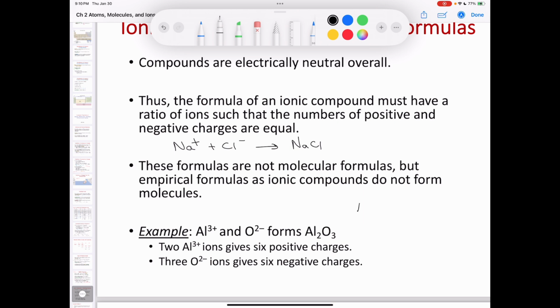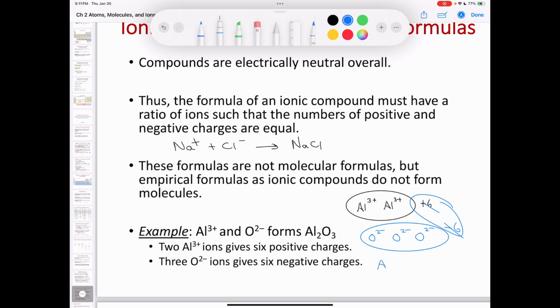Okay, so let's think about that. We'd have Al 3+ and an Al 3+. Overall, this is going to make plus 6. If we had 3 oxygens, so O2-, O2-, O2-, 3 of them, that's going to make negative 6, right? And these are going to cancel each other out. And so the formula is going to be what? What we see here in the slide, Al2O3.